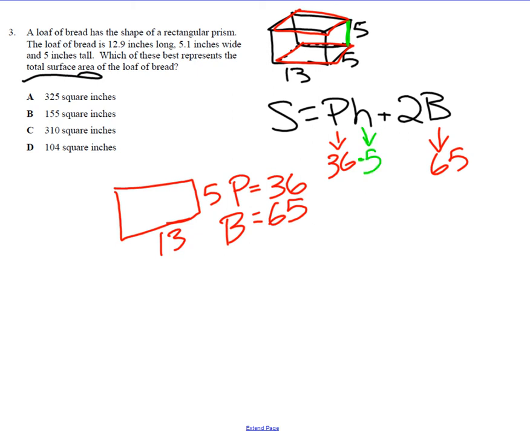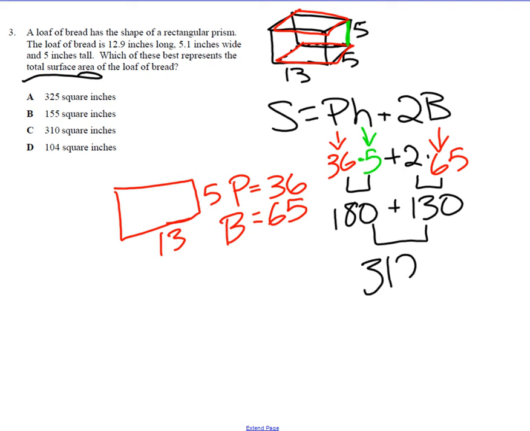So we have 36 times 5 plus 2 times 65. Again, we're back to just doing math. 36 times 5. Hold on. What's half of 360? 180. 180. 2 times 65? Well, we got things to do today. We don't have to spend all day for you to work out what 2 times a number is. And then we add them together, and we do get 310 inches squared. So even when it doesn't say to round it, sometimes it just sort of assumes you should be rounding.